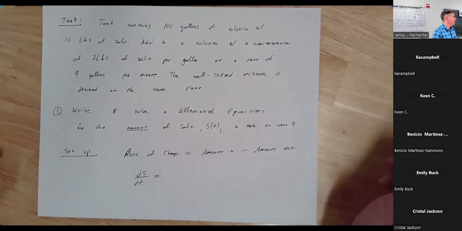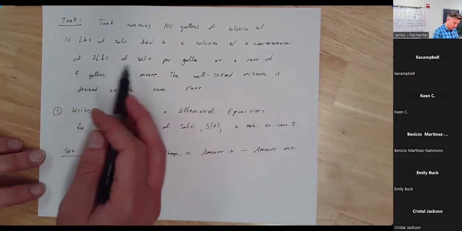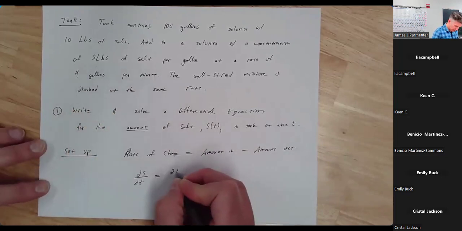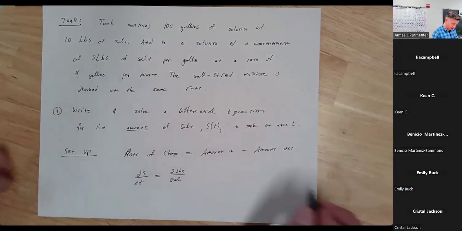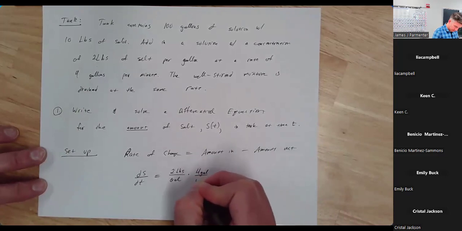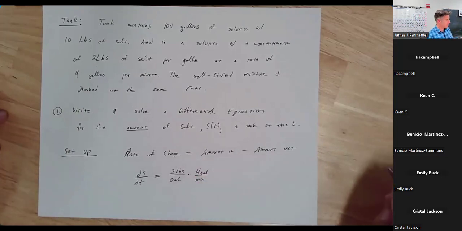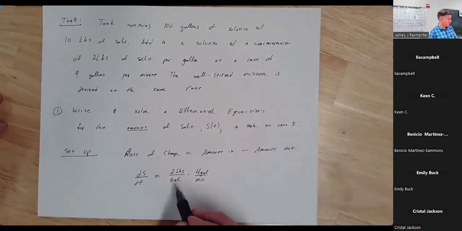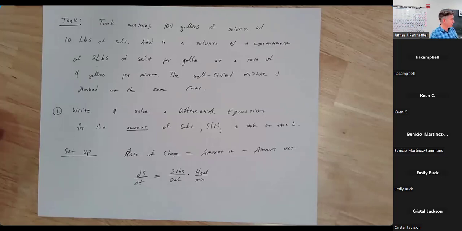How much salt are we putting in? Well, we're putting in a concentration of 2 pounds of salt per gallon. So 2 pounds per gallon. And we're putting it in at a rate of 4 gallons per minute. And looks like the units are going to cancel out nicely there. The gallons will cancel and you'll have 2 times 4 is 8. So we're putting in 8 pounds of salt every minute, which seems like a lot, but okay.